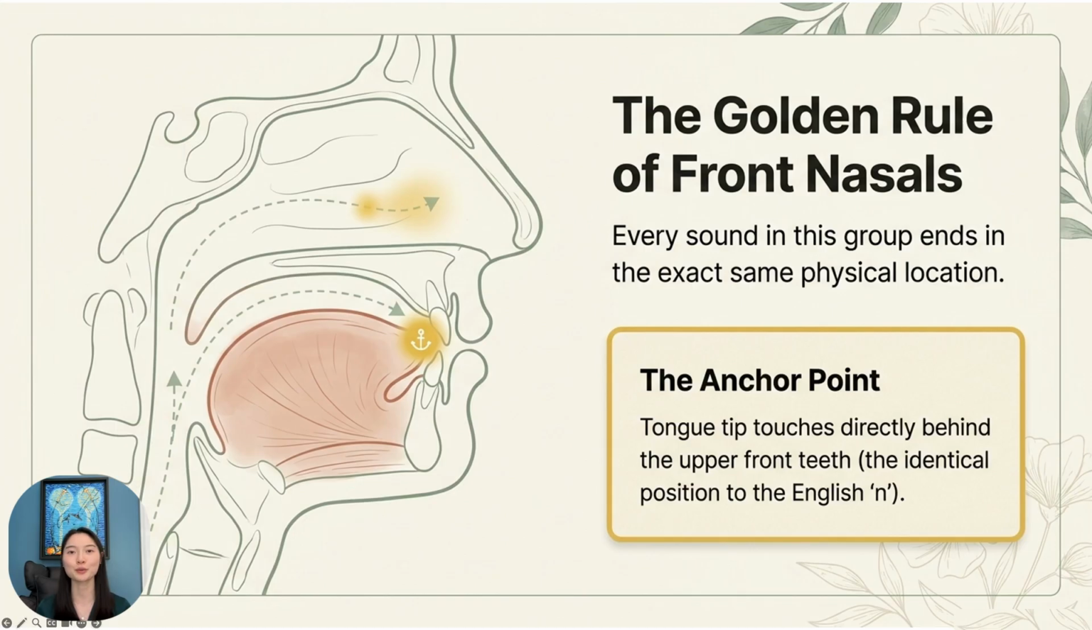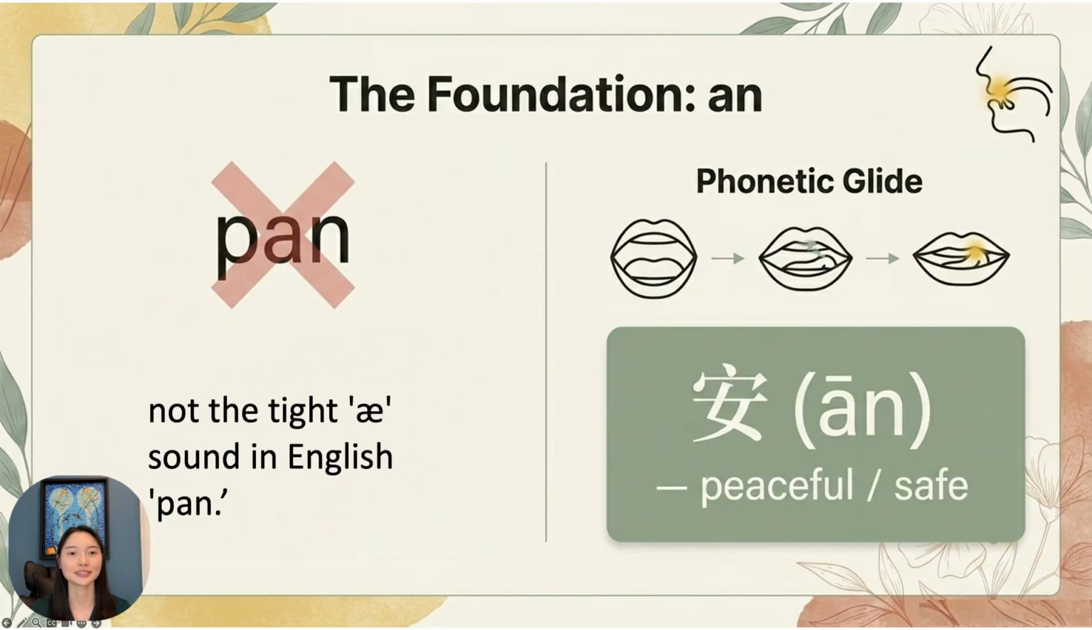There are two groups of nasal finals in Mandarin. What we are learning today is front nasal finals. The sound ends with your tongue tip touching behind your upper front teeth, the same position as N in Nancy in English. Let's get started. This is an.